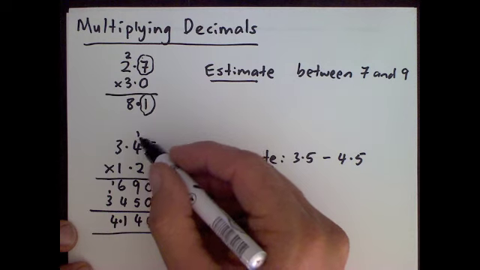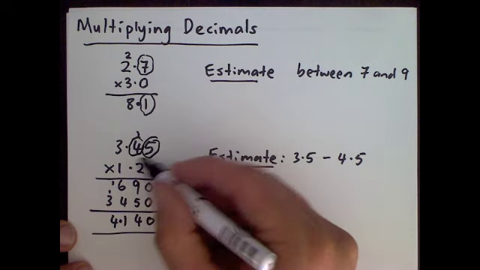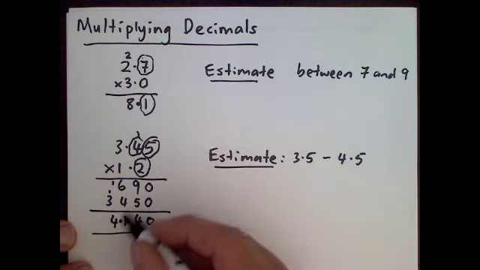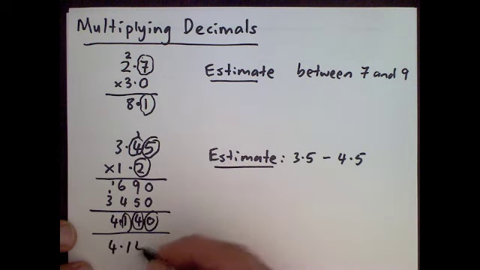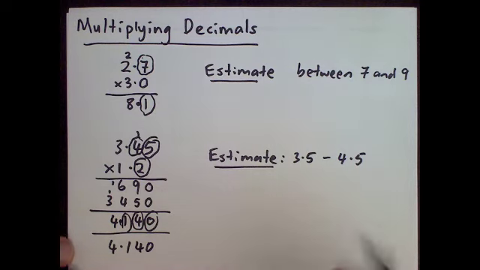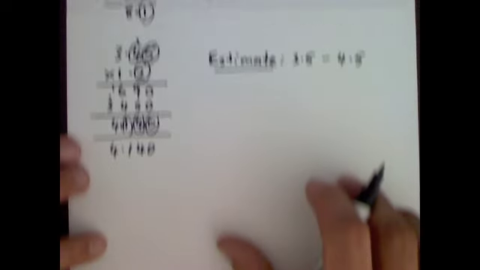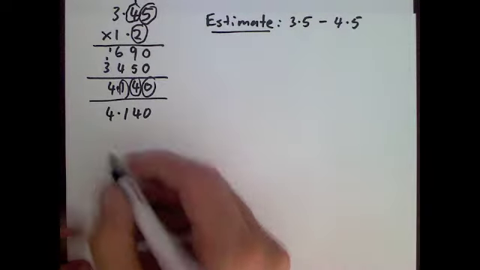4.140. Now if we think about it, how many places do we have? 1, 2, 3 after the decimal place. So how many places? 1, 2, 3 numbers after our decimal place. So 4.140. So again, that's a good strategy to start thinking about where the decimal place goes.